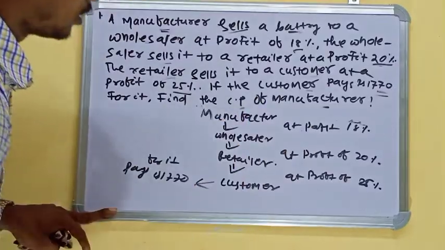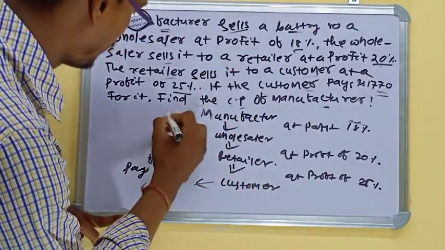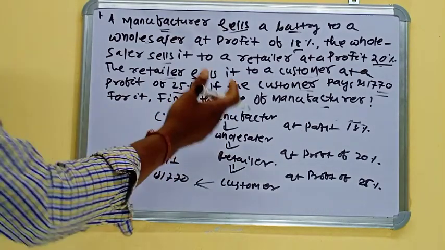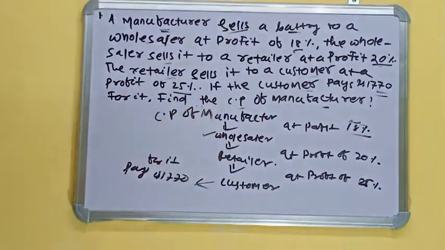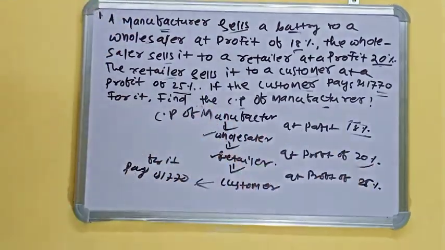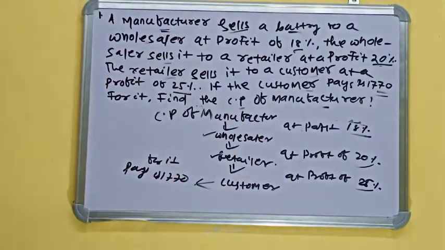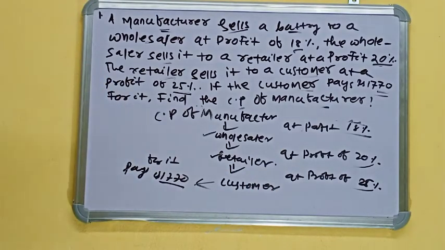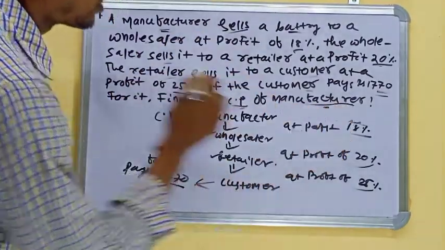Then find out the CP of the manufacturer. The manufacturer sold a battery to a wholesaler at a profit of 18%. Then the wholesaler sells to a retailer at a profit of 20%. Again the retailer sold it to a customer at a profit of 25%. At the end the customer pays 1770. Now we calculate the CP of the manufacturer.